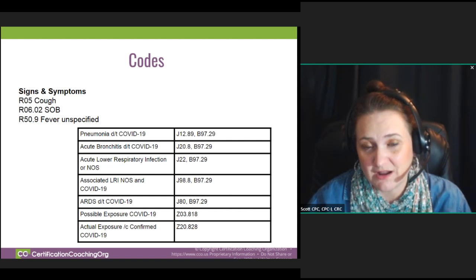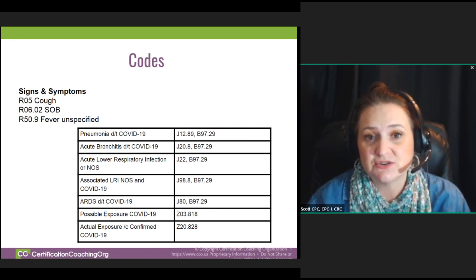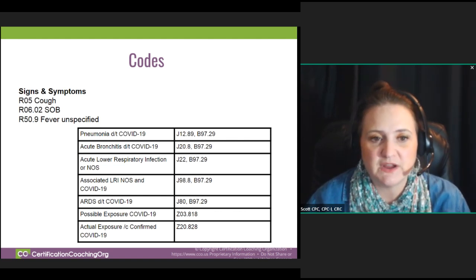However, for the risk adjustment coders out there who are thinking, wow, this is costing a lot of money and we need to know, and are there long-term effects of it? Yeah, we might see. Maybe it's going to be an RX HCC. I don't know, but we'll find out.